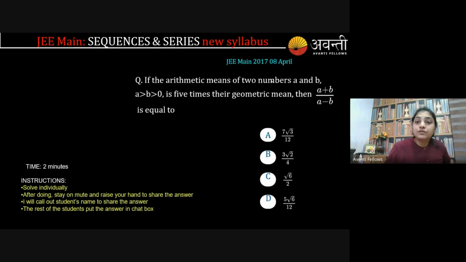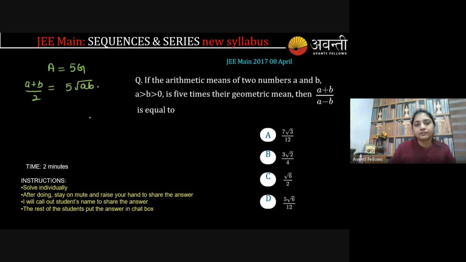Okay. So this was a question. If the arithmetic mean of two numbers a and b is 5 times their geometric mean, then a plus b divided by a minus b is equal to what? So can you think that a plus b upon 2 must be equal to 5 times root ab?